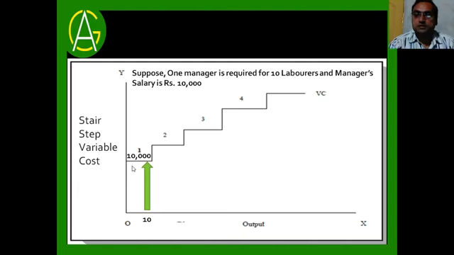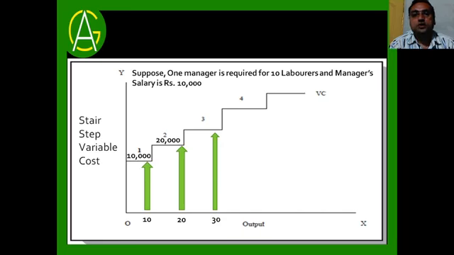Now if the firm hires 20 laborers, two managers will be required because one manager is able to handle only 10. We have 20 laborers, so two managers will be required and the managers' salary will jump to 20,000. Until 20 laborers, two managers will work. But if the firm hires one more laborer, a third manager will be required. Up to 30 laborers, three managers will be there, and the cost of management will be 30,000.